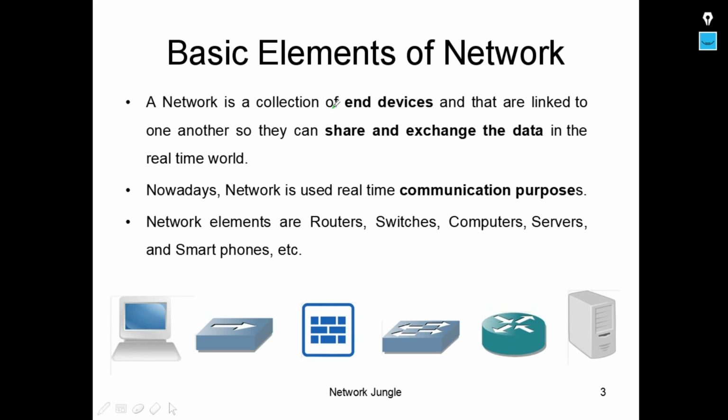What is a network? A network is a collection of devices that are linked to one another, so they can share and exchange their data in the real-time world. Nowadays, networks are used for real-time communication purposes like Facebook, YouTube, WhatsApp, Instagram, etc. Network elements are routers, switches, computers, servers, and smartphones. Here are the basic symbols of the network elements: hub, switch, router, server, firewall, and PC.